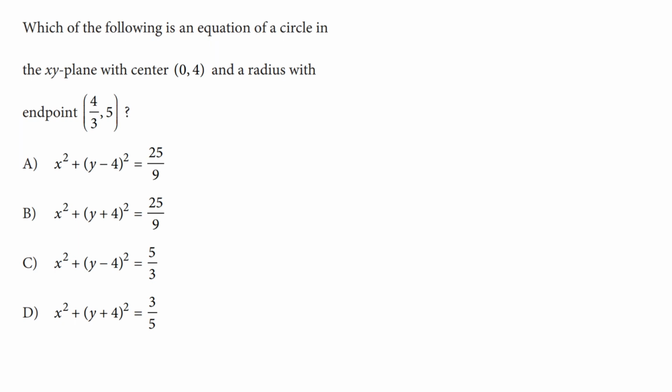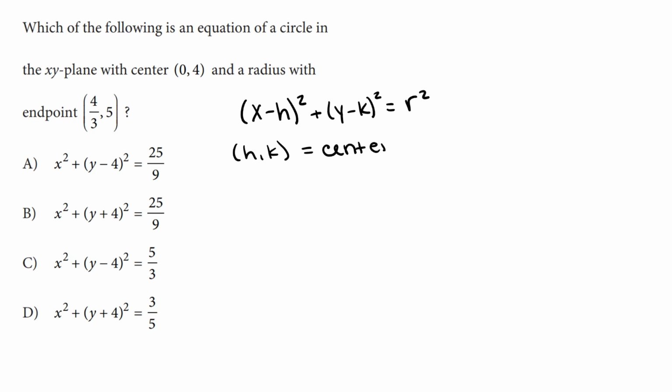So the equation for our circle is going to be x minus h squared plus y minus k squared equals r squared. And h, k is the center of your circle, and r is the radius. So if we know our center is 0, 4, that means h, k is 0, 4. So h is 0 and k is 4.